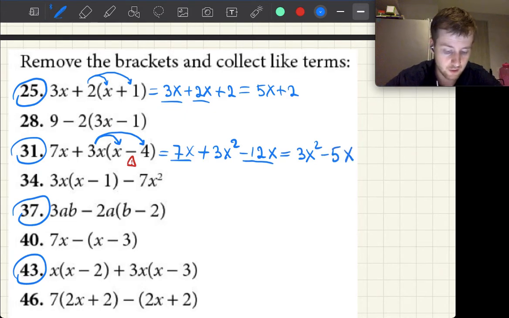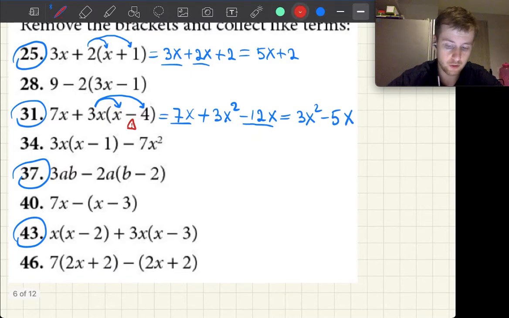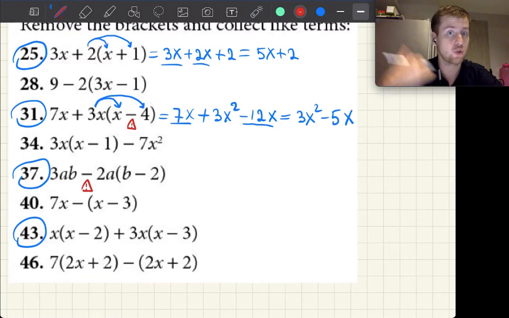Okay, so next one is interesting. Why is it so interesting? Because here we have minus 2a. Some people skip this part, but this minus here, again, is kind of like a warning sign. This minus belongs to 2a, so it's minus 2a. It's not 2a, it's minus 2a, negative 2a.